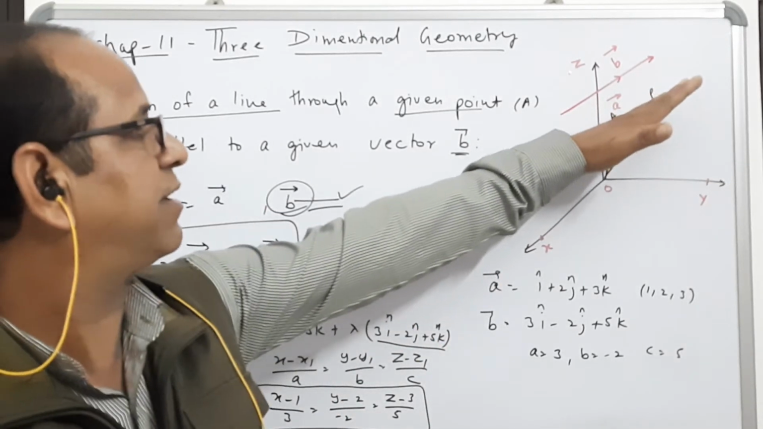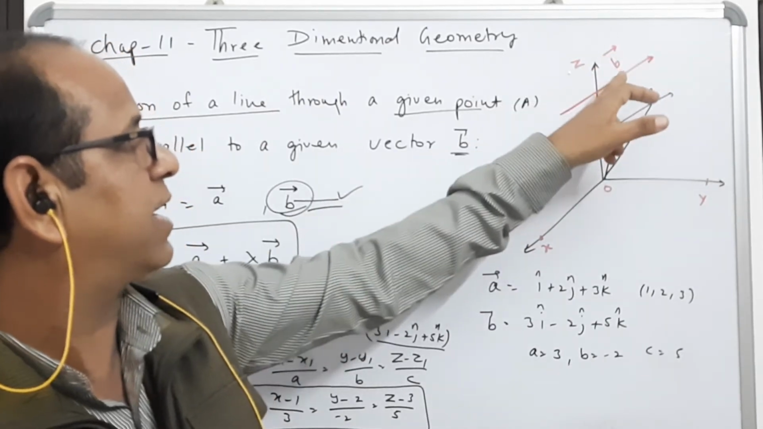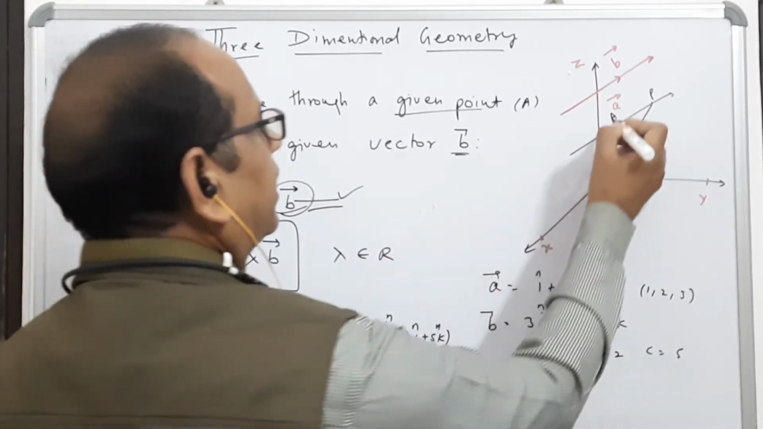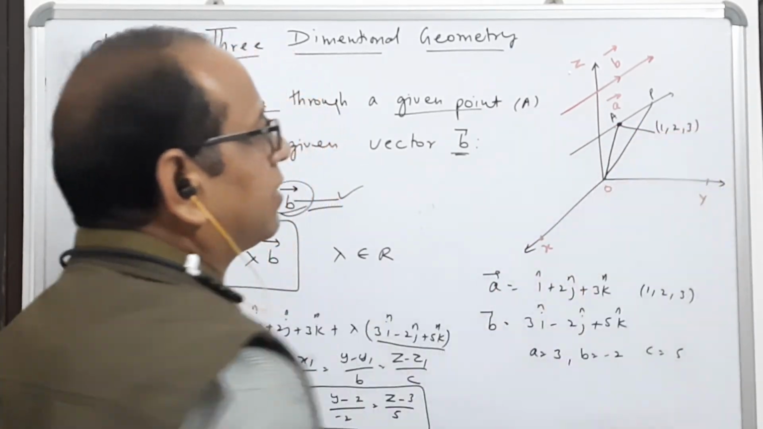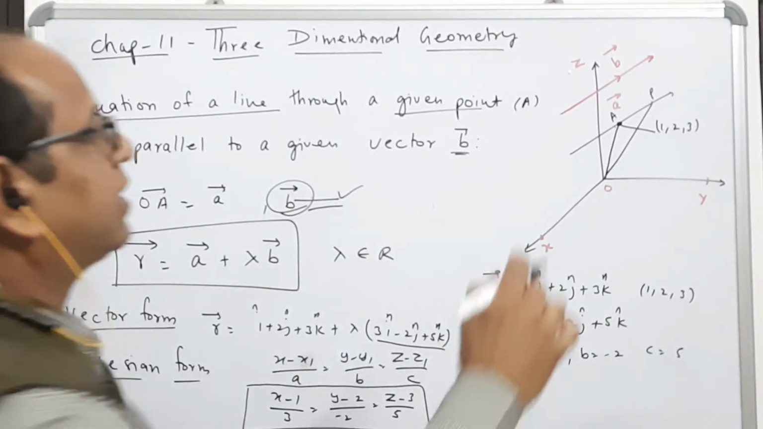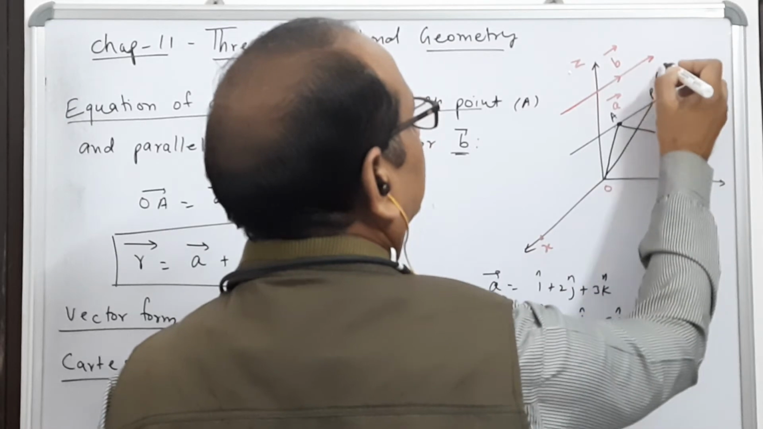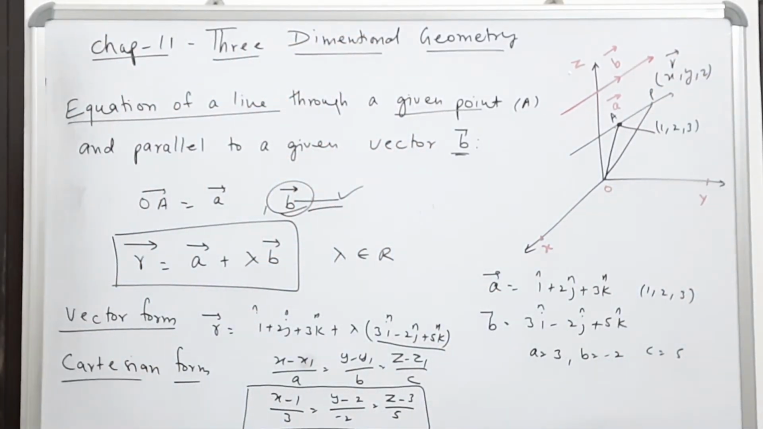You see here, this is our required line, and this line is parallel to this vector and passes through this point. The coordinate of this point is 1, 2 and 3. That is the point. And here this P is any point x, y, z whose vector is R vector. So in this way we can find the equation of the line. I hope this part is clear to you.